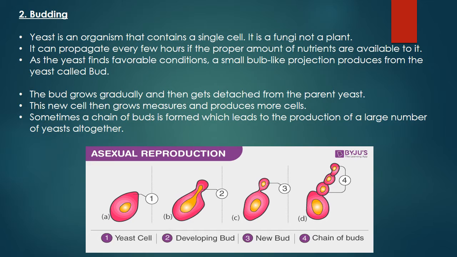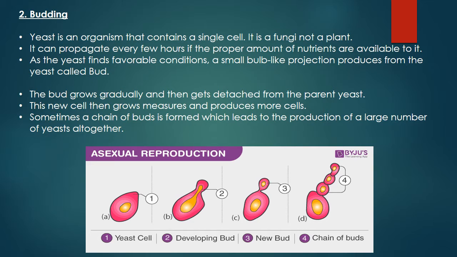So this one is the developing bud. This is the parent yeast cell. Next the bud is coming, and then this bud, a new yeast cell, will be coming, and then the chain of yeast cells, and then the yeast cells will be separated.